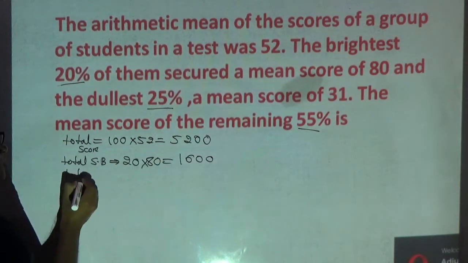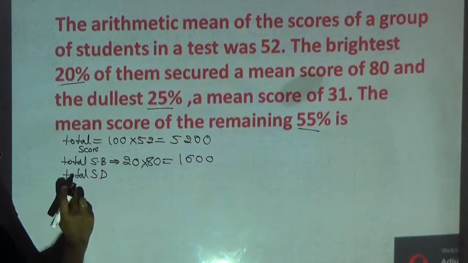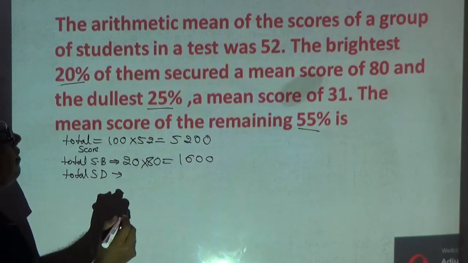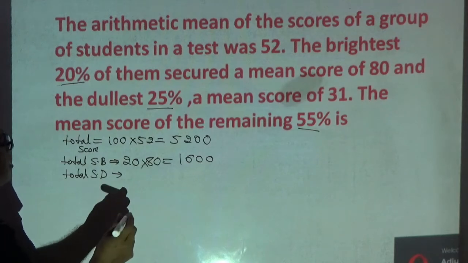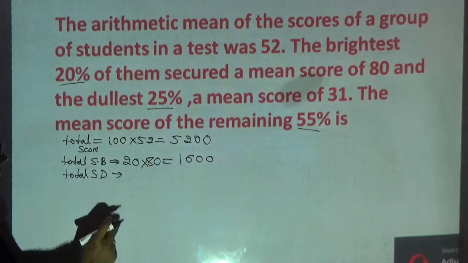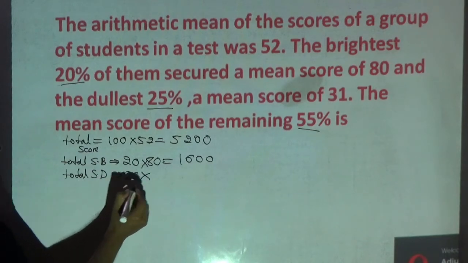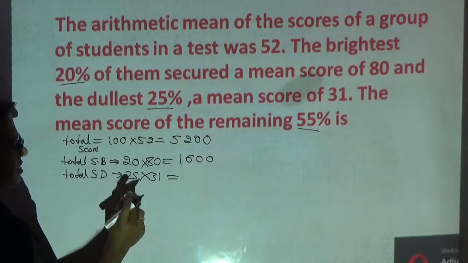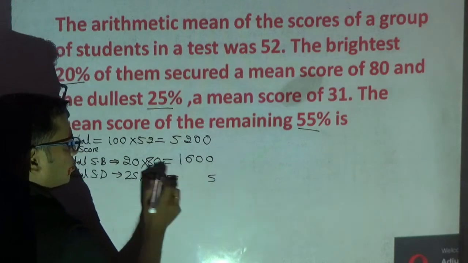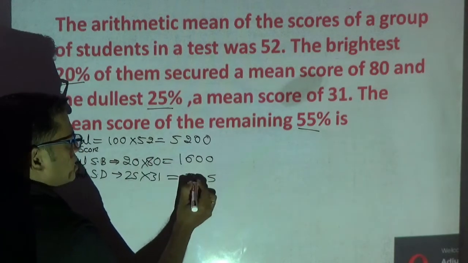Then what is the total score scored by the dull students? Okay, so what percentage of dull students are there? 25% dull students. For your 100, 25% is nothing but 25 into what is their mean? 31. Okay, so what is this? 25 ones is 25, 2 carry, 25 threes is 75 plus 2 is 77.